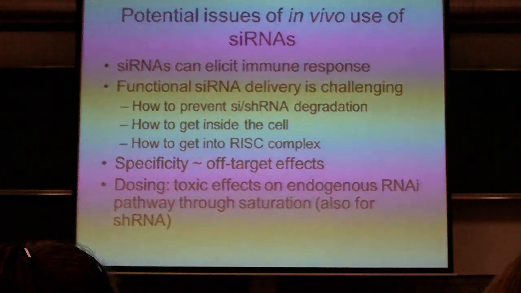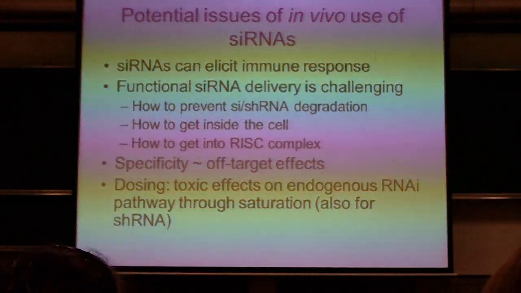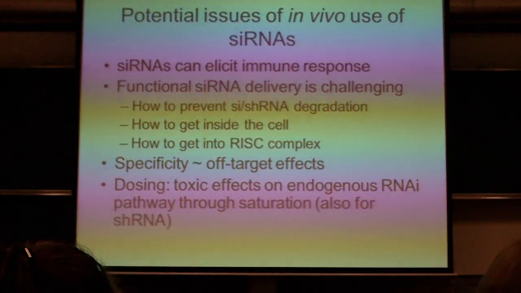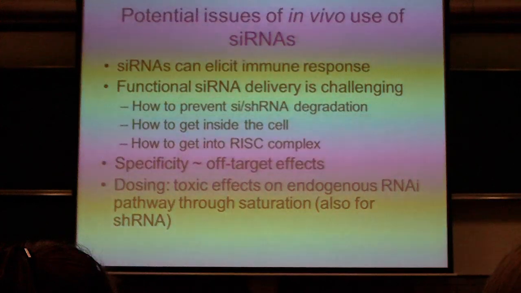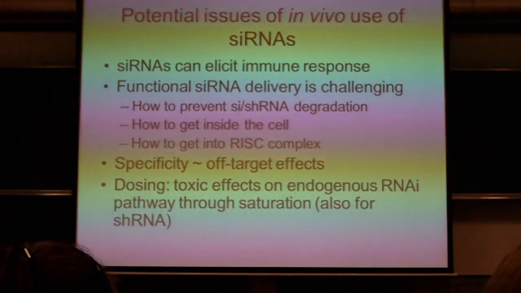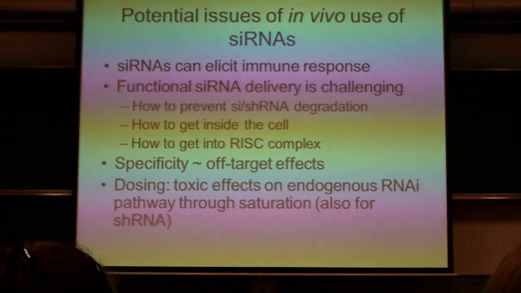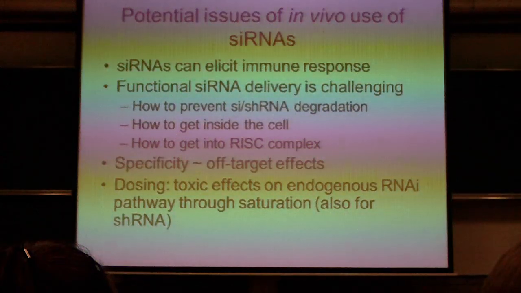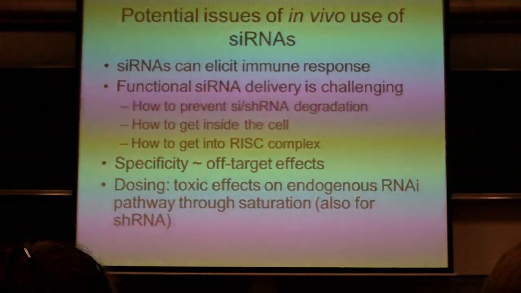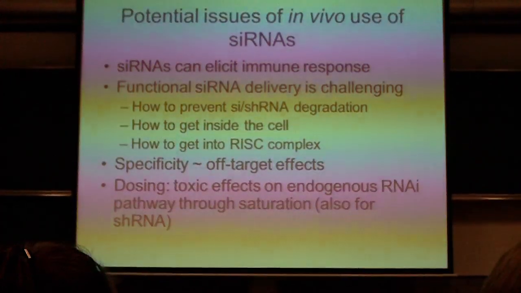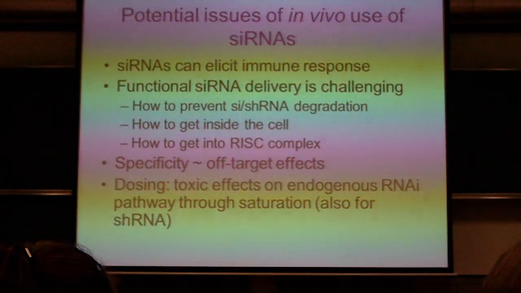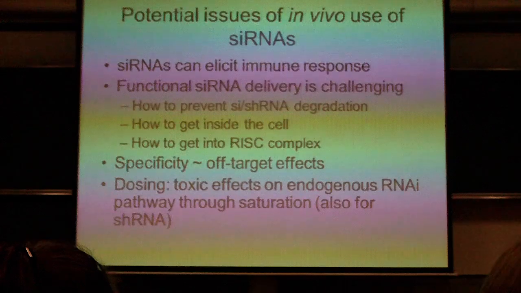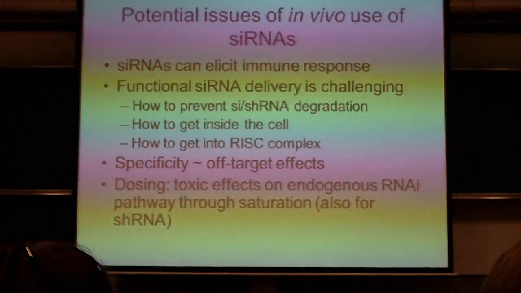Potential issues of in vivo use of siRNAs is that all siRNAs can elicit an immune response, which is, of course, when you think in terms of therapy, not very desirable. Then your disease needs to be so severe that it outbalances the disadvantages of an immune response. Then the functional delivery of siRNAs in vivo is challenging. Like I said before, you cannot prevent the degradation of RNA when you inject it in the mouse, let alone when you have a pill that is ingested by humans and into the stomach.